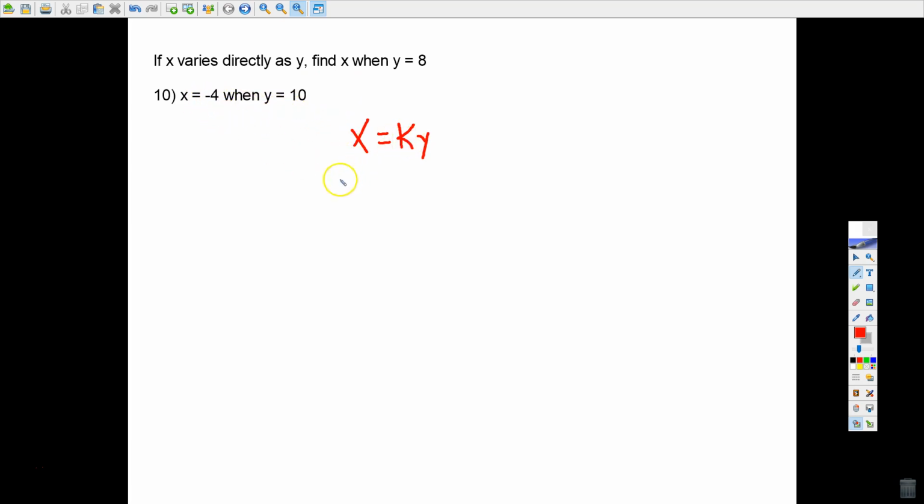So I'm going to let -4 replace x, I'm going to let 10 replace y, and I'm going to solve for k. So I'm going to divide by 10 on both sides and reduce. And I know what k is now, so I'm going to take this general equation and make it a specific equation. And now that I have a specific equation, it's pretty easy to come up with the answer. Find x when y is 8.